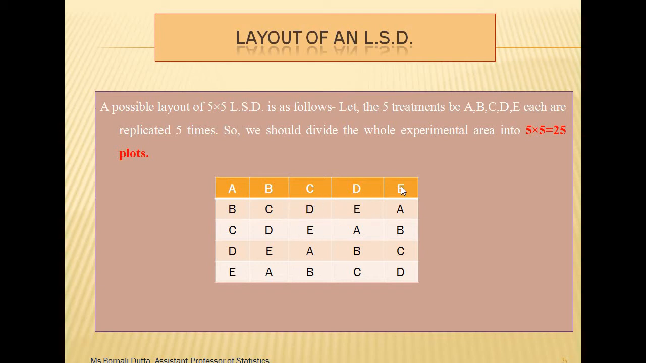Now the treatments are allocated according to rows and columns wise. That means here A occurs in the first row and first column, so A cannot occur in this row and in this column. Similarly, B occurs in the first row and second column, so B cannot occur in this column and row, and so on.